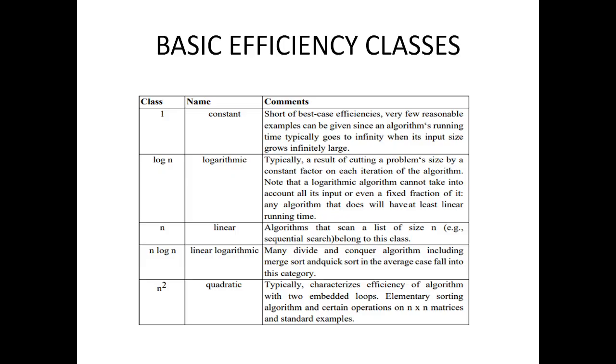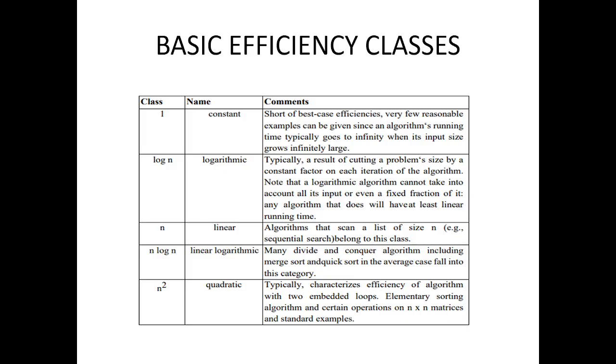The log n, which is logarithmic, is mainly used in the divide and conquer method. The n, linear, scans the entire list of size n. Basically the linear efficiency will be calculated in the case of searching and sorting techniques. And n log n, linearithmic, is mainly used in divide and conquer algorithms. It falls into the average case.